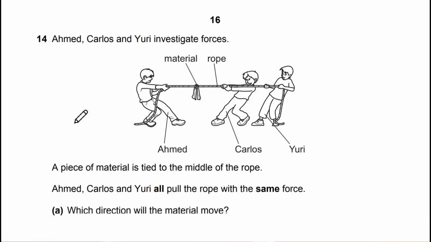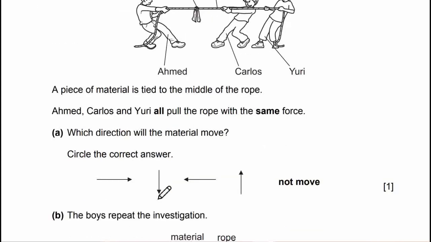Ahmed, Carlos, and Yuri investigate forces. This is the material, and this is the rope. A piece of material is tied to the middle of the rope. Ahmed, Carlos, and Yuri all could pull the rope with the same force. Which direction will the material move?